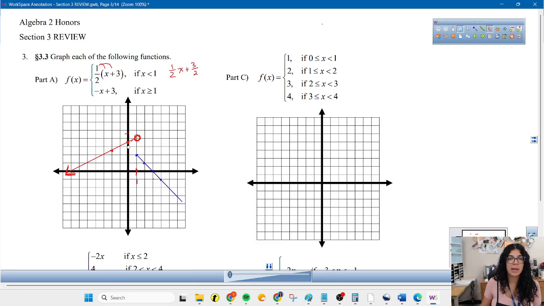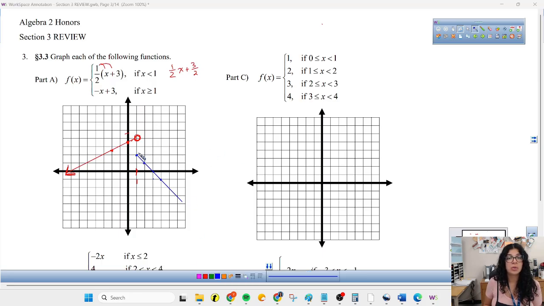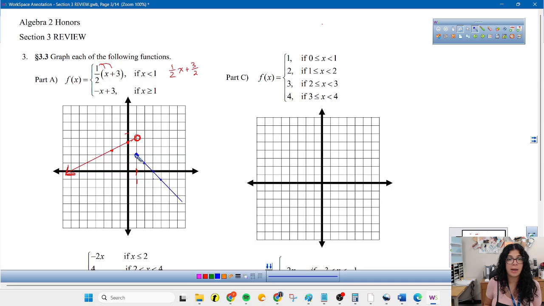I would erase any part that is on the left. Now it is greater than or equal to 1, so it will be closed on the x value of 1, and then arrow on the right because it will continue to the right of 1. As long as x is greater than 1, we're going to be using that line.